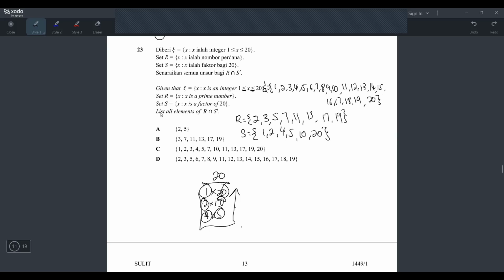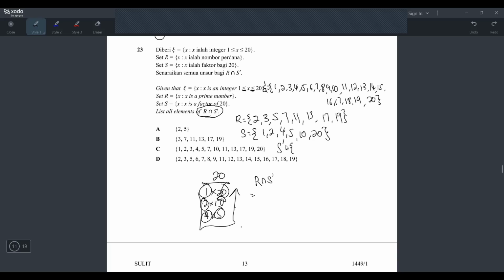Okay, last one. And then after I list down, they say list all elements of R intersect S complement. What is R intersect S complement? It means you have to do the S complement first. Then only intersect with R. Okay. So what is S complement?